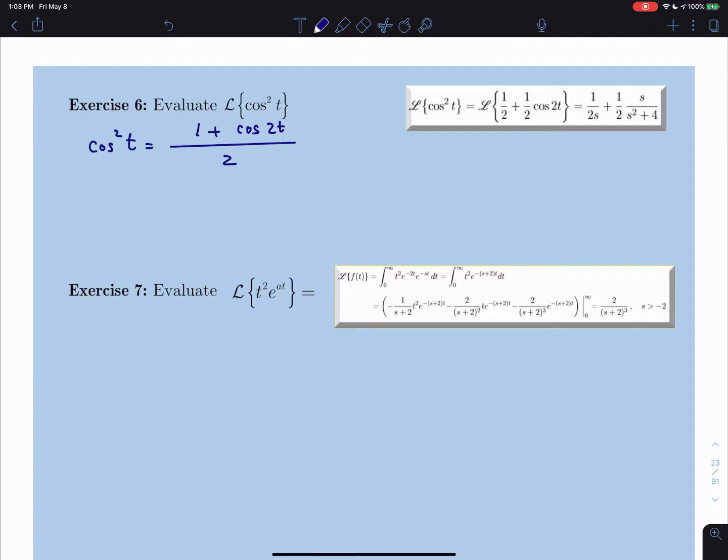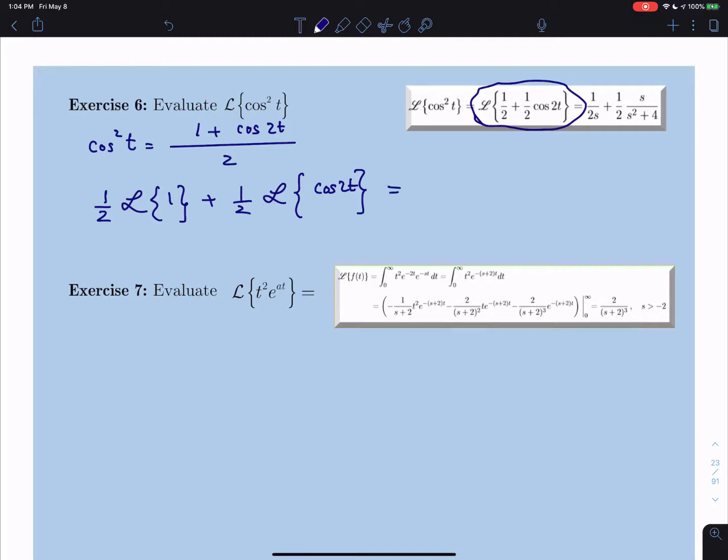So if that's the case, then again you notice that Laplace transform of cosine squared t could be written as Laplace transform of 1/2 plus 1/2 cosine of 2t. And that, you can then use linearity of a Laplace transform and say 1/2 Laplace transform of 1 plus 1/2 Laplace transform of cosine of 2t.